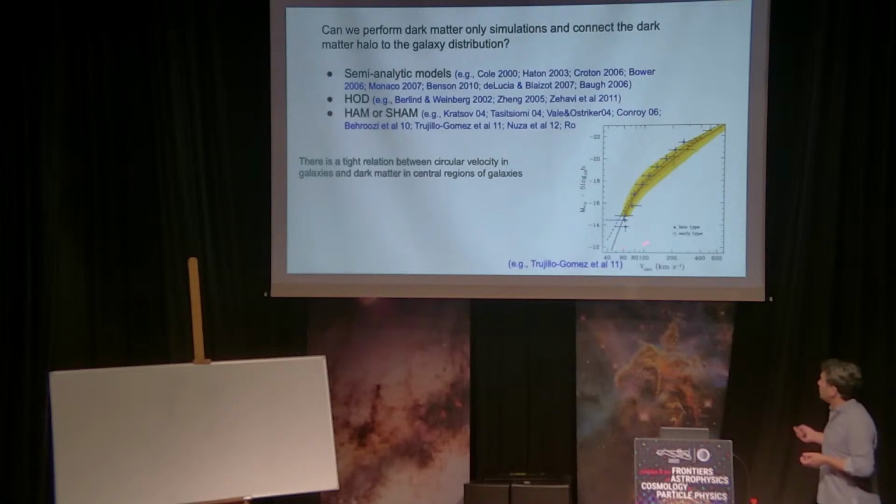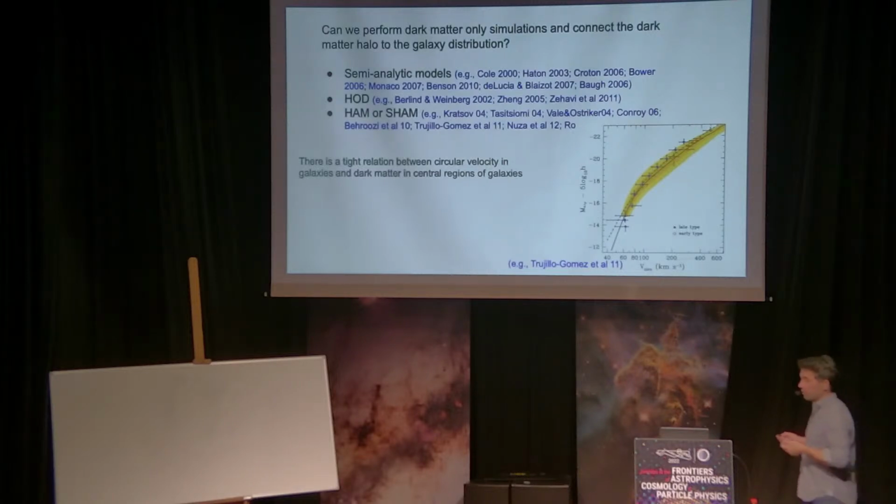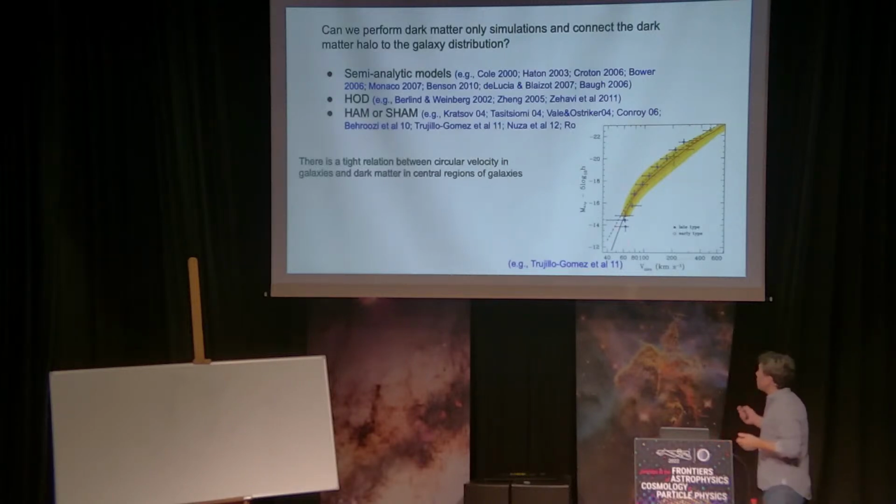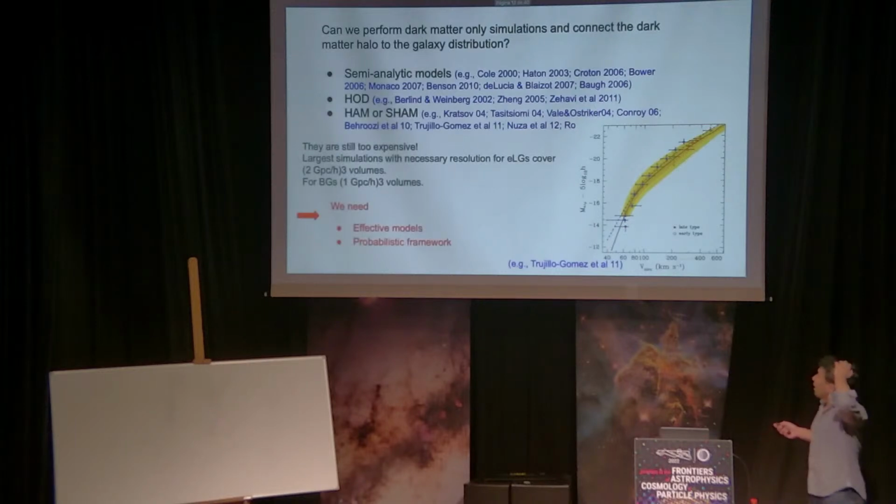The reason why you can do this is because there is a tight relation between the circular velocities in galaxies and the dark matter in central regions of galaxies. And because of this tight relation, you can do that. However, they are still too expensive.